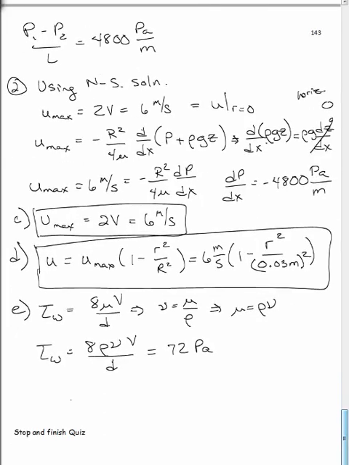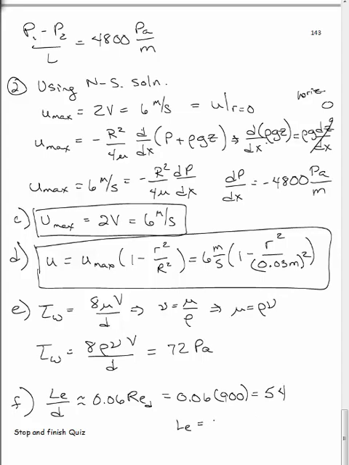And finally, part F. Find the entrance length, LE over D, laminar flow, 0.06 times the Reynolds number, 0.06 times 900, 54. So our entrance length equals 54 approximately times 0.03 meters. Oops, D is 0.06 meters. Which equals 3.24 meters. All right.